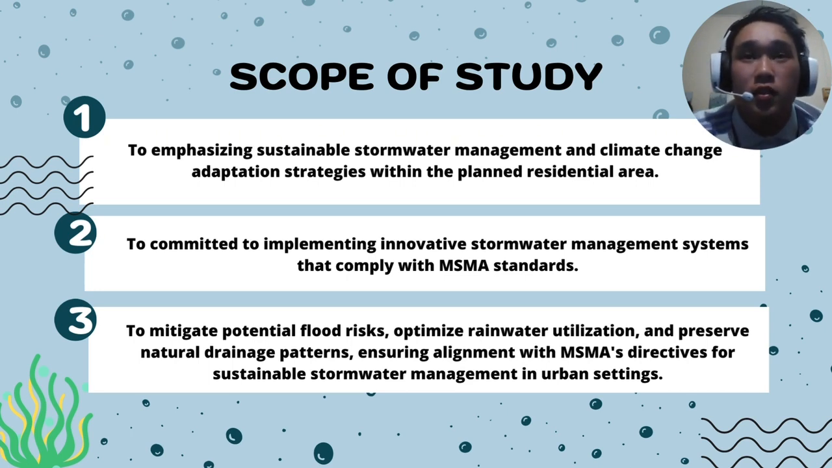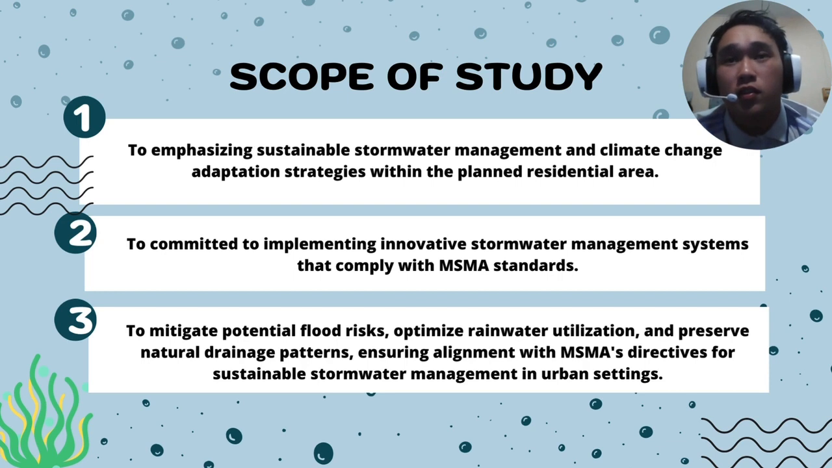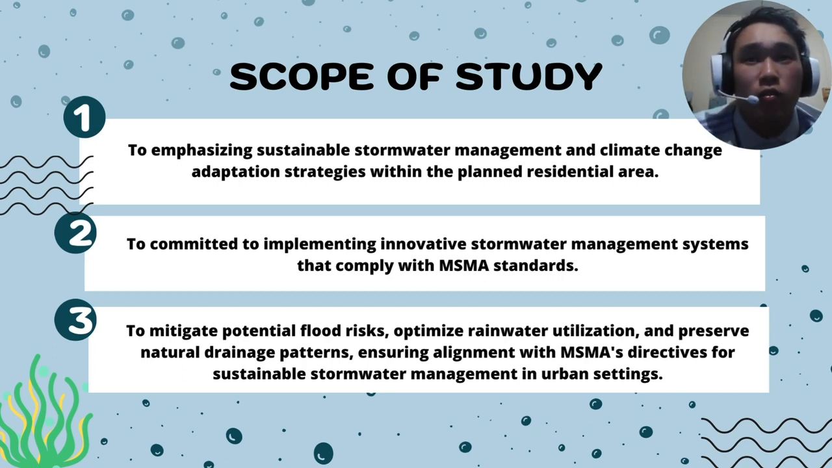So as for the scope of the study, we have three. First, we want to emphasize sustainability, stormwater management, and climate change adaptation strategies within the plan of the residential area. The second scope is to be committed to implementing innovative stormwater management systems that comply with MASMA standards. And last but not least, to mitigate potential flood risk, optimize rainwater utilization, and preserve natural drainage patterns, ensuring alignment with MASMA directives for sustainable stormwater management in urban settings. So that's all for our scope of study.